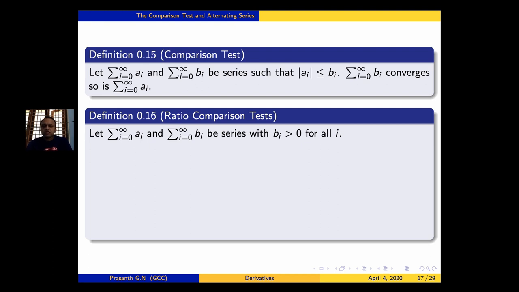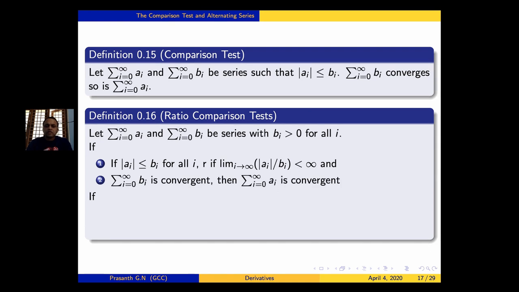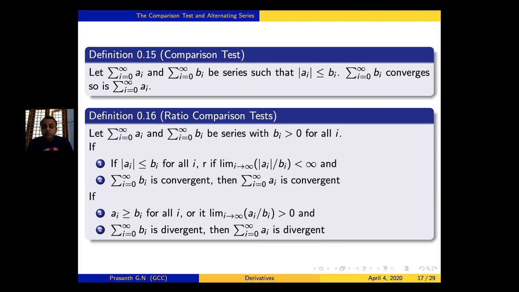Ratio comparison test. Let the sum of a_i and the sum of b_i be series with b_i greater than 0 for all i. If mod a_i is less than b_i for all i, or if the limit as i tends to infinity of mod a_i by b_i is less than infinity, and the sum of b_i is convergent, then the sum of a_i is convergent. If mod a_i is greater than or equal to b_i for all i, or if the limit as i tends to infinity of a_i by b_i is greater than 0, and the sum of b_i is divergent, then the sum of a_i is divergent.